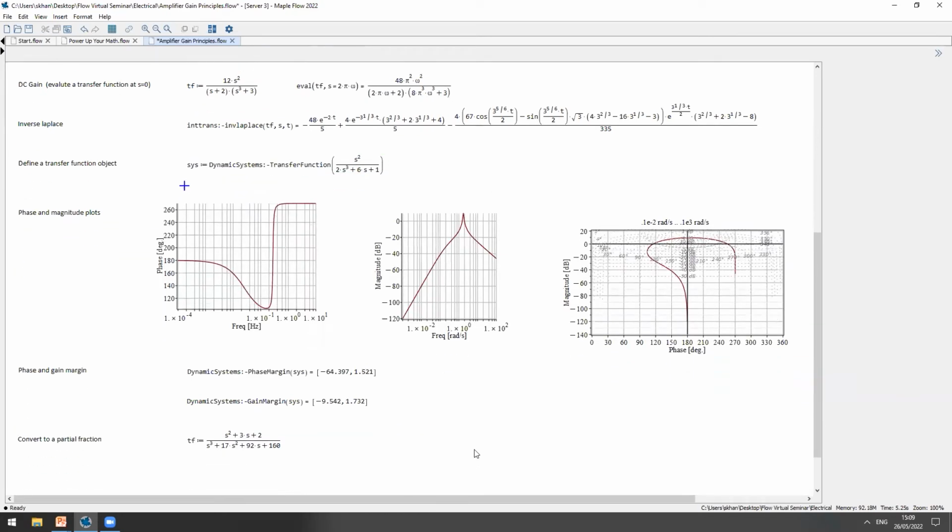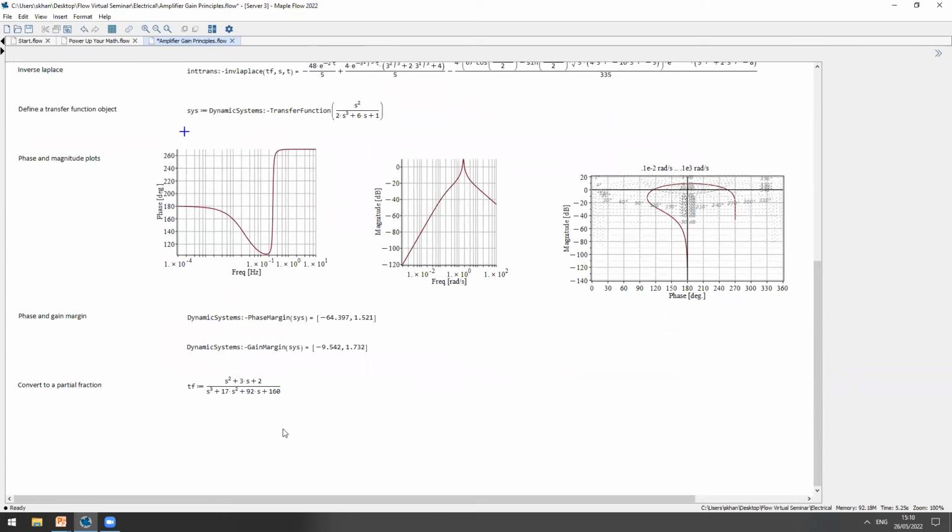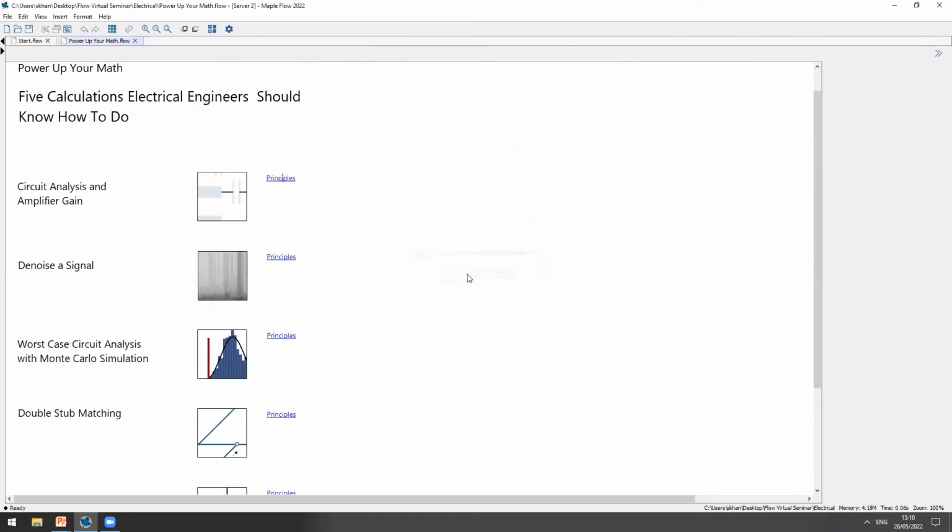If I want to do some stability analysis, I can calculate the phase and gain margin. And there's a whole suite of other tools in MapleFlow for symbolic math, symbolic analysis of expressions. Let's say for the sake of example that I wanted to convert this to a partial fraction. That's how I do it. We're not going to cover any of the other symbolic math functions right now, but what I will do now is close down this document and let's talk about this application.